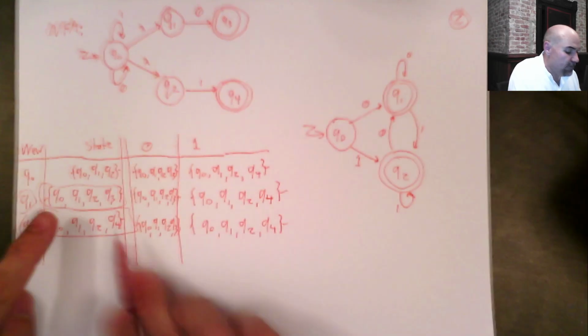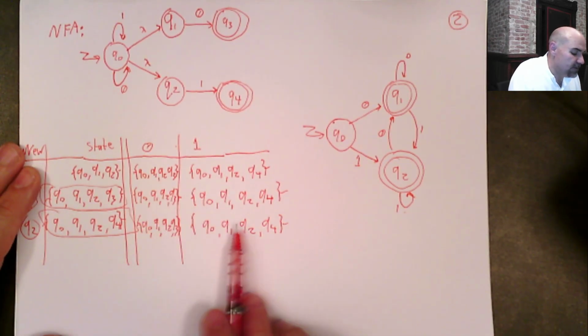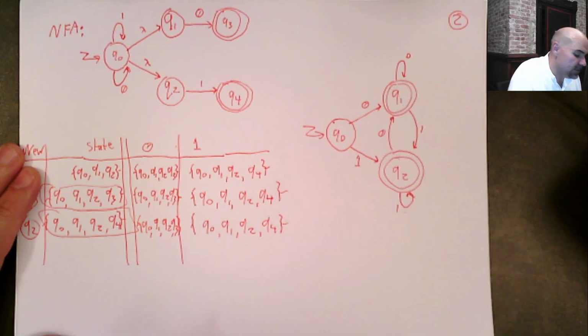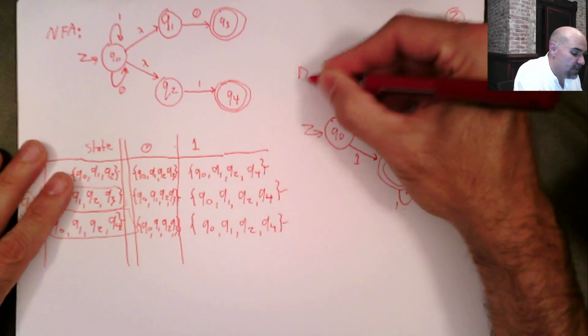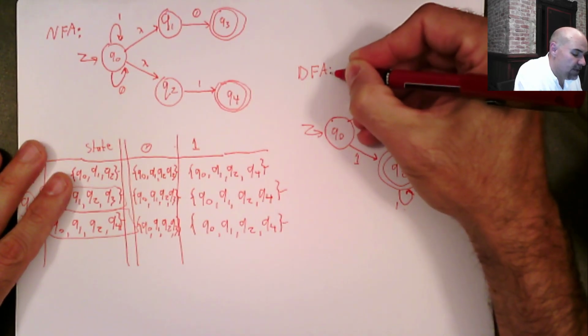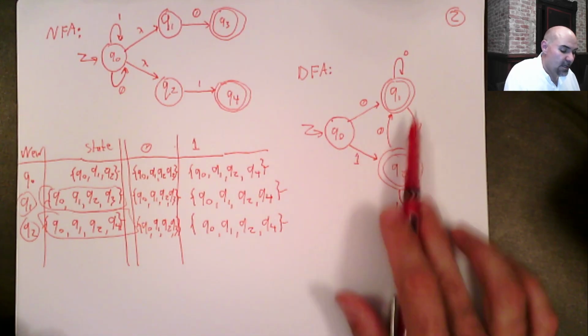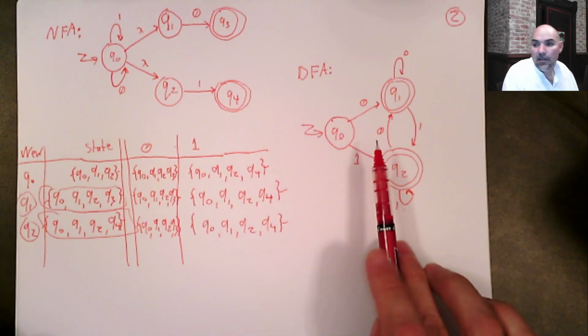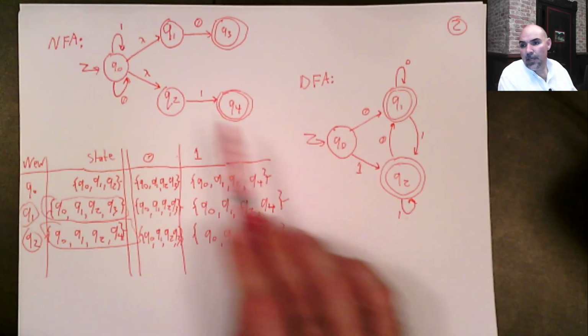And at that point, we've accounted for all the edges. If we count the edges, 1, 2, 3, 4, 5, 6, we have our three states. And now this becomes our DFA. And notice that's a total function. And this is going to be guaranteed to represent the same regular language as the NFA does.